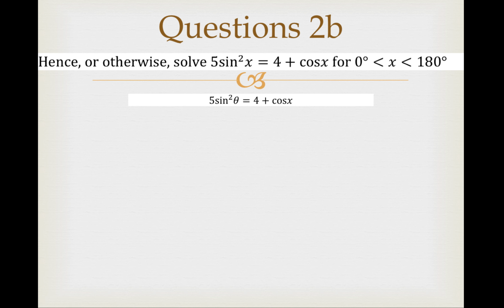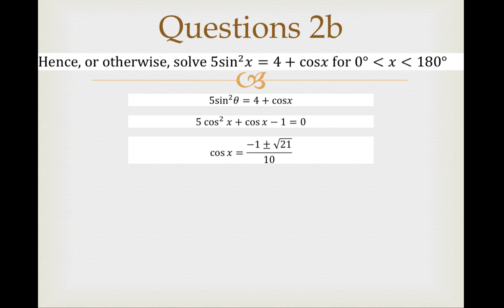To make our working easier, as I said, this one looks like the equation given in question 2a. So 5 sine squared x, sorry, this is not theta, this should be x, is equal to 4 plus cosine x. So you can use the working that you used in question 2a. This can be simplified to a quadratic equation, 5 cosine squared x plus cosine x minus 1 equals 0. And you can also use your solutions to the quadratic equation from question 2a, giving us cosine x equals negative 1 plus minus square root of 21 over 10.